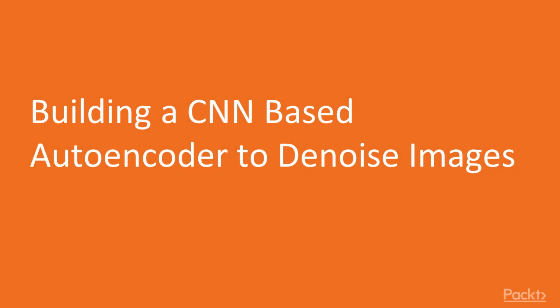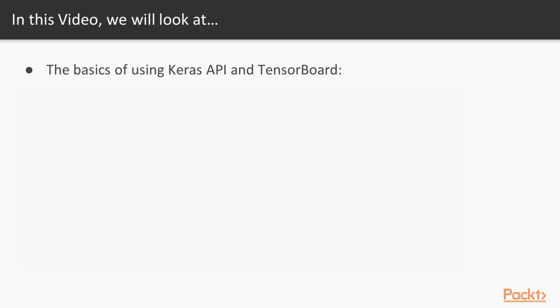Hello and welcome. In the next video we'll be building a convolutional neural network to remove the noise from the images. Our goal here is to learn the basics of using the Keras API with computer vision problems and also TensorBoard. TensorBoard is a TensorFlow tool that allows us to see how we are doing when it comes to training. It allows us to visualize the progress of the training.